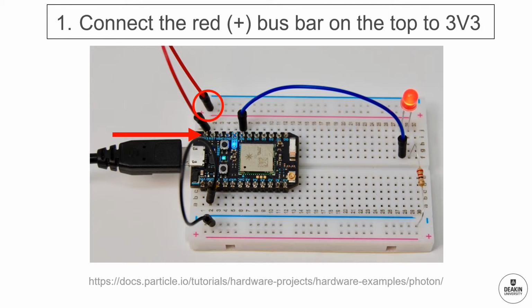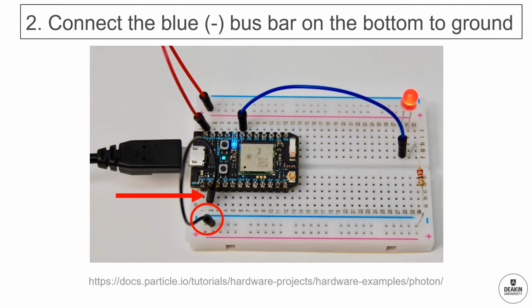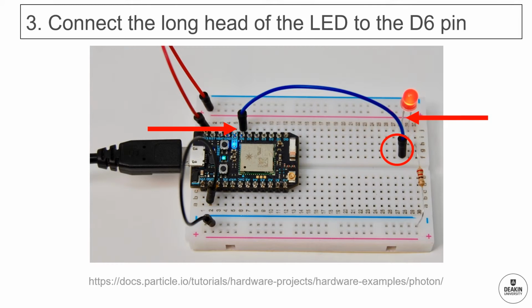So you're going to begin by connecting the red bus bar, which is a straight positive bar at the top, and connect it to the 3V3 on the side at the top left of the Photon. Connect the negative bar at the bottom to the ground.